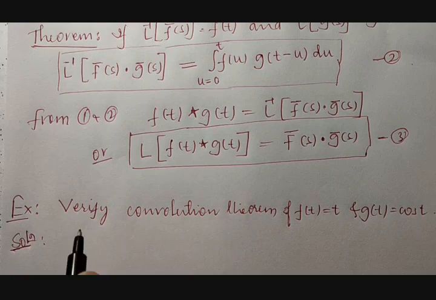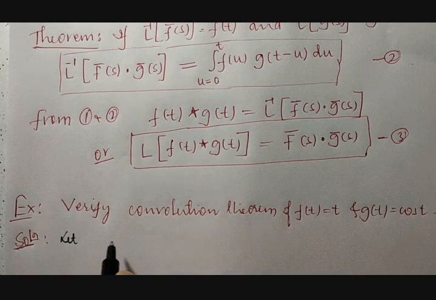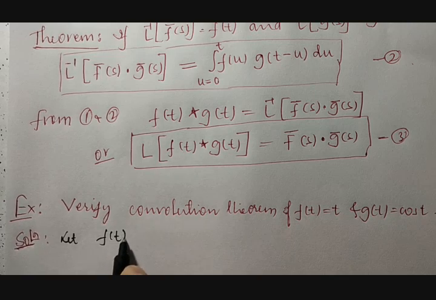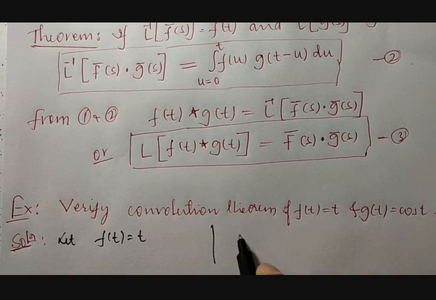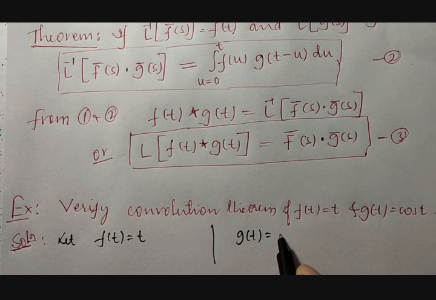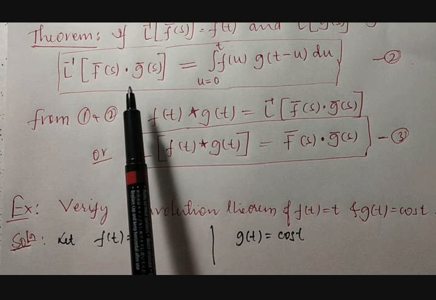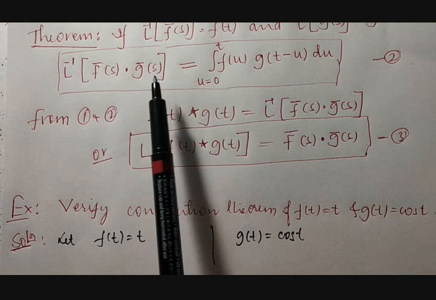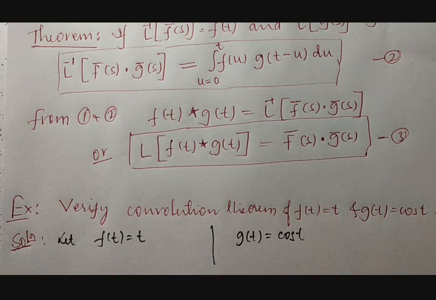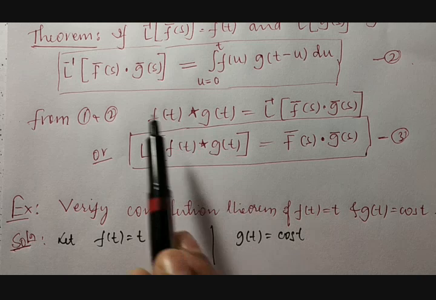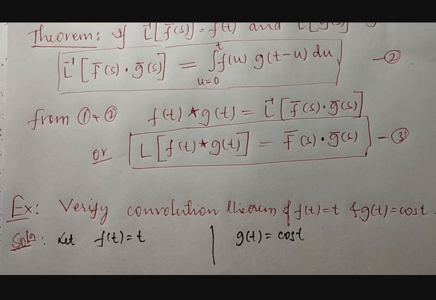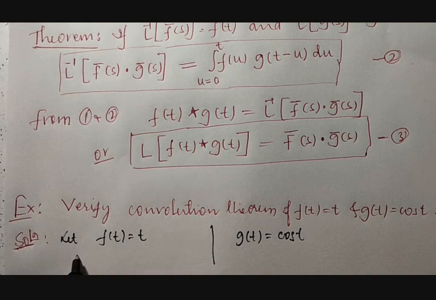Fine. What I do, let us take the given thing as f of t is equal to t and g of t is equal to cos t. Okay. We have a convolution result which says Laplace inverse of f bar of s into g bar of s is equal to this. Fine. For that purpose, it is understood that we need f bar of s and g bar of s. So apply Laplace on both sides.